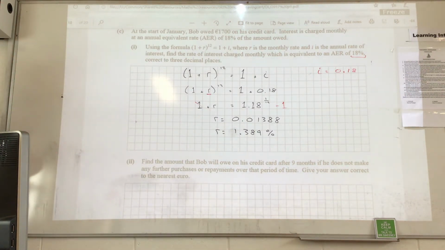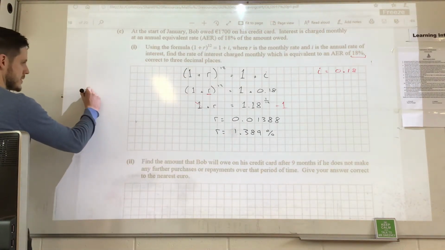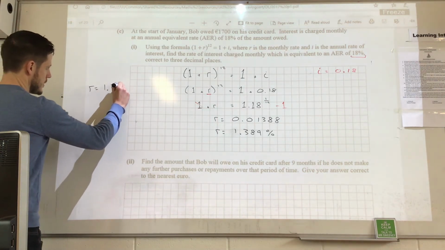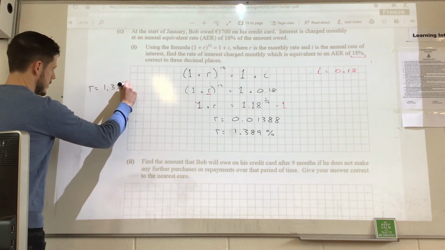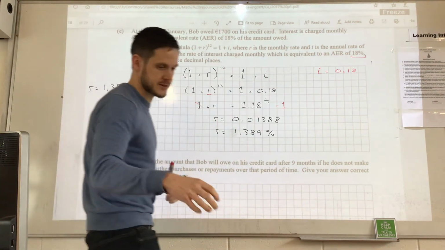And that is quite difficult. So what I'm going to do is write this figure to the side here because I'm going to need it for part 2. So r is equal to, that's my percentage, 1.389%. I'm going to scroll up. Second part is actually a little bit easier than this.